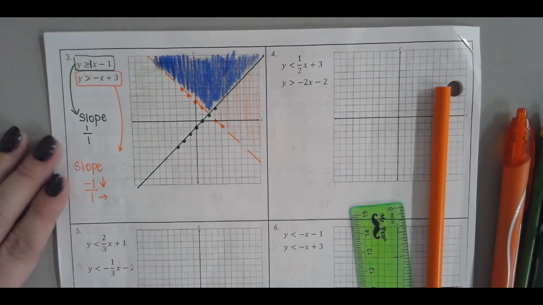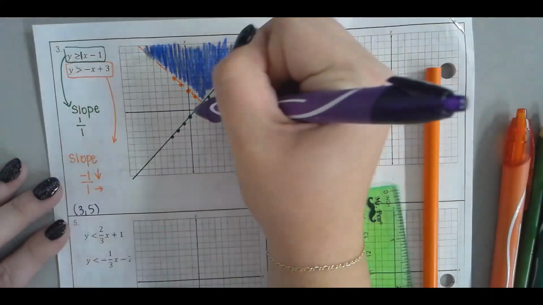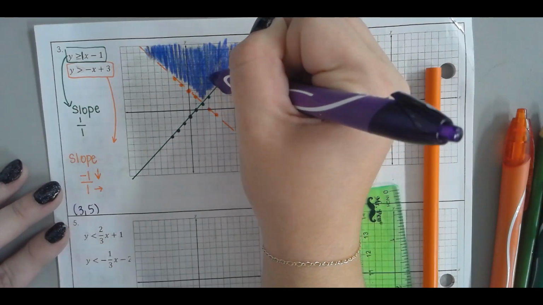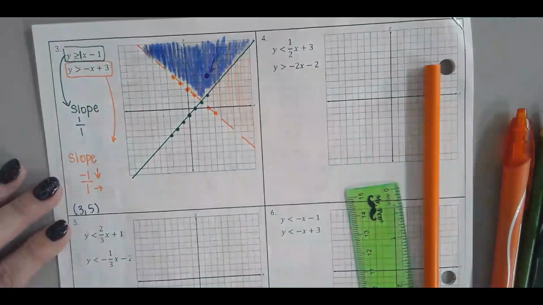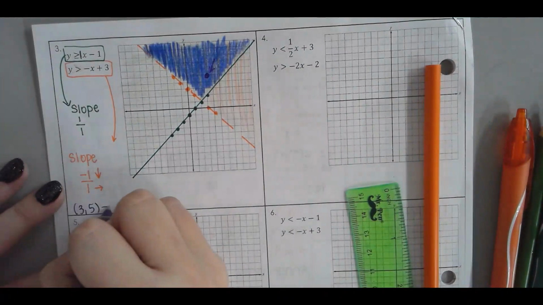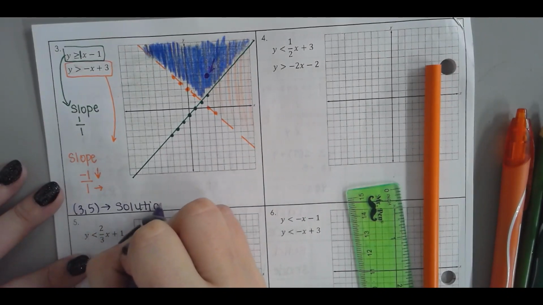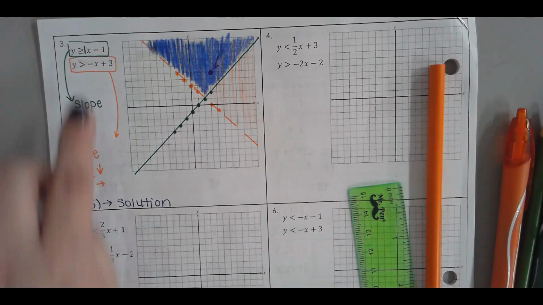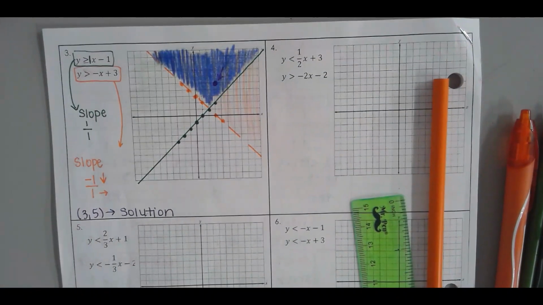So let's look for the point 3, 5. So 1, 2, 3, up, 1, 2, 3, 4, 5. It falls about right here. Is it in there? Yes, it is. So 3, 5 is a solution. So if I plugged in a 3 for x and a 5 for y in both of those equations, I would say that they are true.